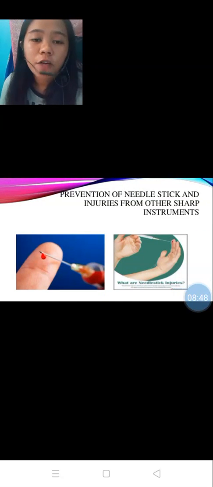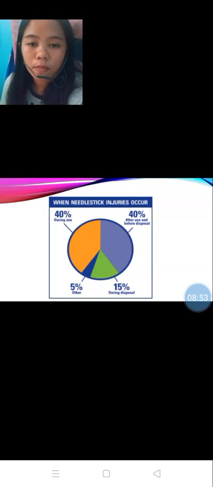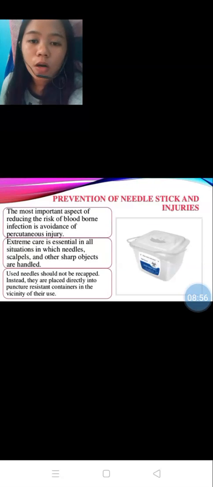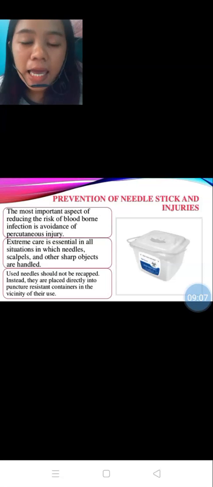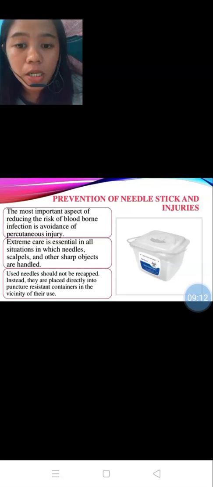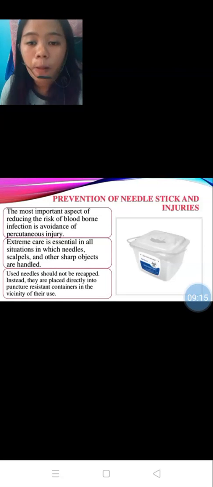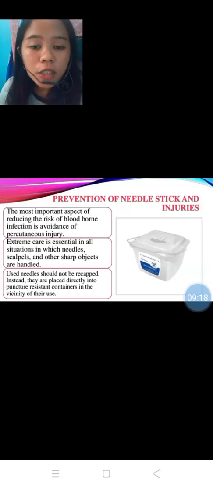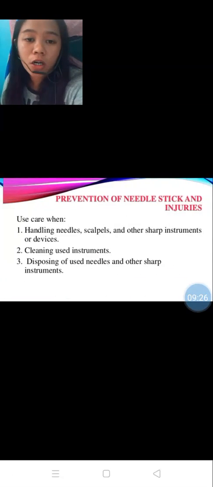We have here the prevention of needle stick and injury from other sharp instruments. It is an important aspect of reducing the risk of bloodborne infection to avoid percutaneous injury. Extreme care is essential in all situations in which needles, scalpels, and other sharp objects are handled. Used needles should not be recapped. Instead, they are placed directly into puncture-resistant containers in the vicinity of their use.